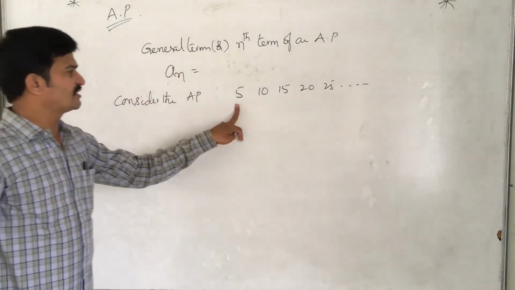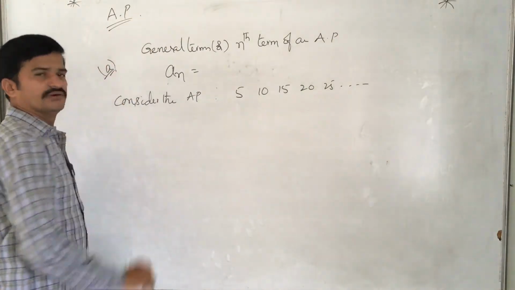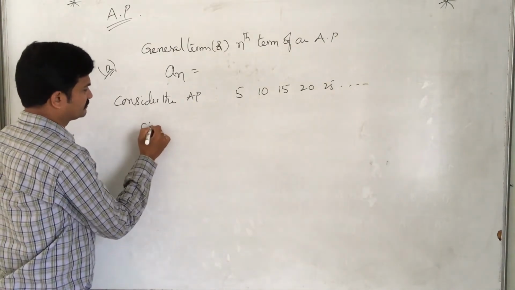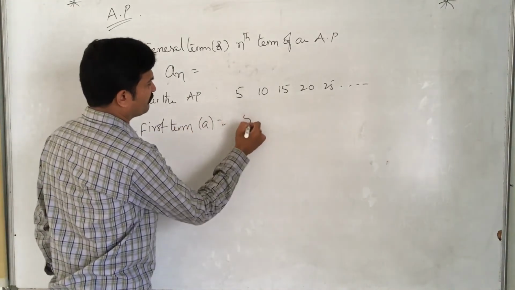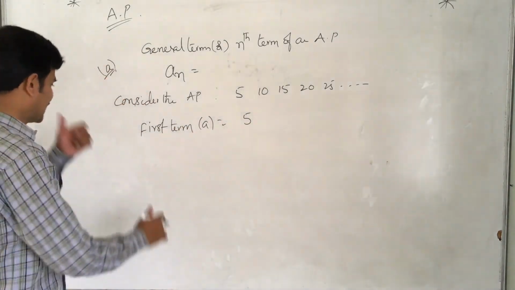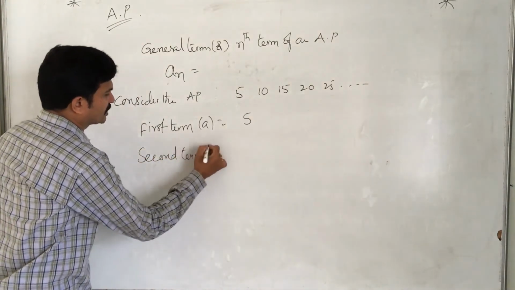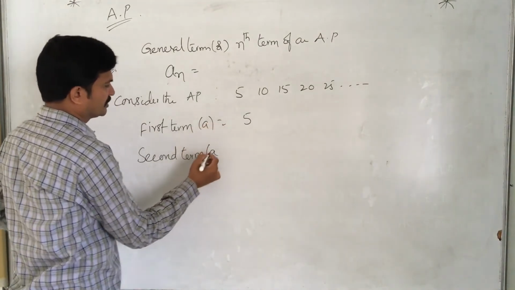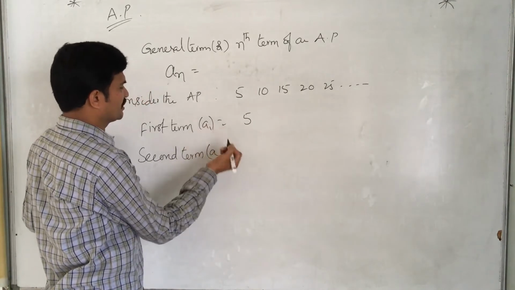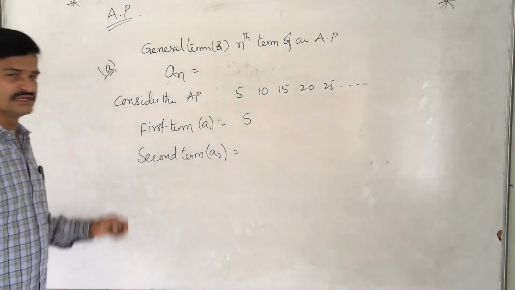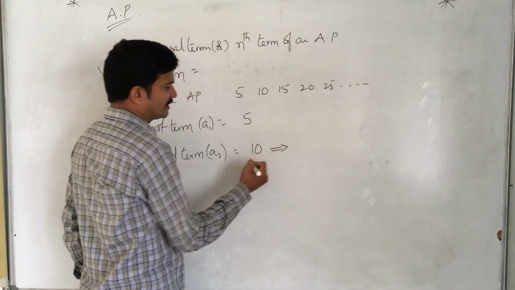Here this is called the first term. The first term is denoted by A1. Here the first term A is equal to 5, isn't it? Second term A2 is equal to what? The second term here is 10. How am I writing this 10?